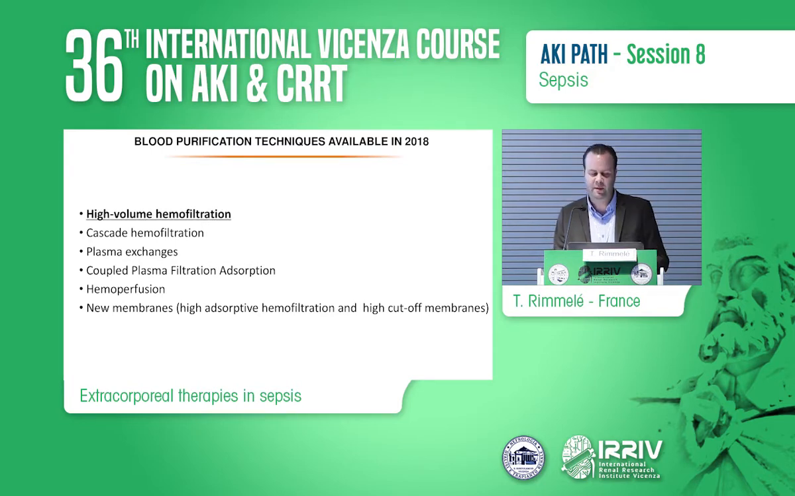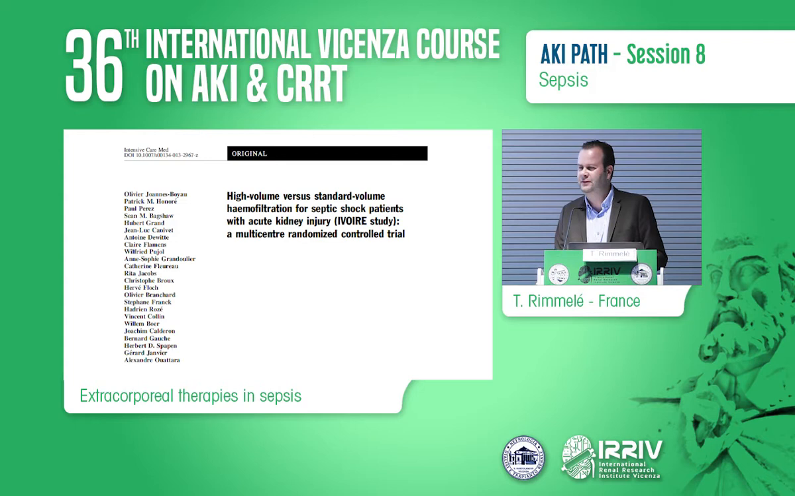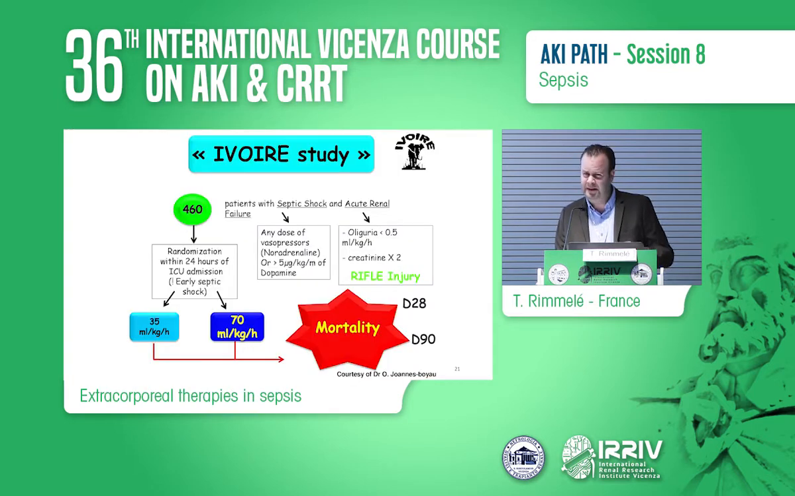What about high volume hemofiltration? It was a technique studied a lot in the 1990s and in the early 2000s, and then came the IVOIRE study from Olivier Joannes-Boyau and Patrick Honoré. They planned to enroll 460 patients and to randomize them in two groups, 35 ml per kilo per hour versus 70 ml per kilo per hour. And they wanted to look at survival.